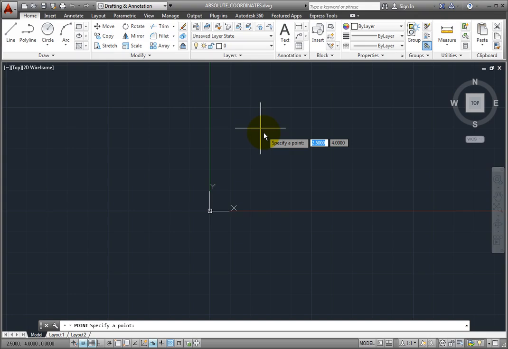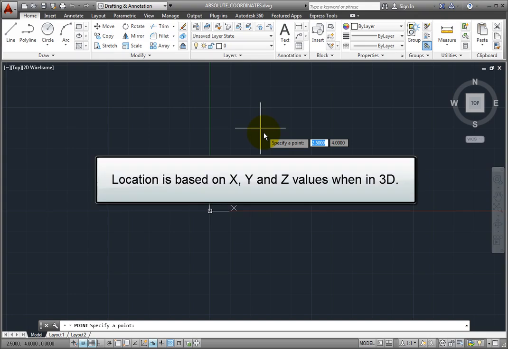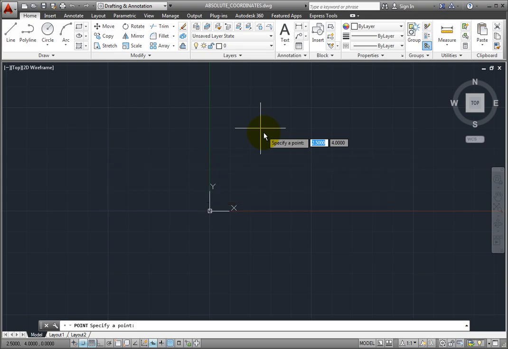And when working in 3D, points are located based on x, y, and z coordinate values in a system known as a Cartesian coordinate system. Once you understand this concept, you can create geometry anywhere in space. There is no limit to the drawing. And when you model in AutoCAD, you create objects at full scale, actual size.